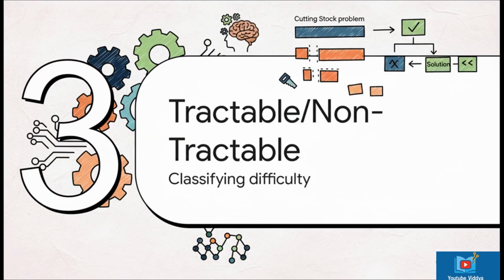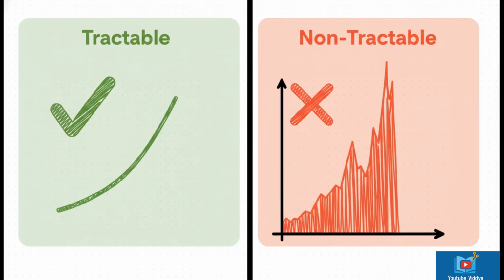Okay, let's switch gears a little bit. Now that we're thinking about performance differently, let's use that to classify problems based on just how hard they are. Because, believe me, not all problems are created equal. You can basically put all problems into two big buckets. On one side, you have tractable problems. These are the ones we can solve efficiently. Sure, they get slower as they get bigger, but it's manageable.